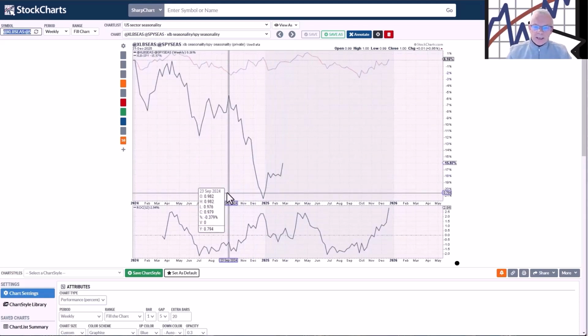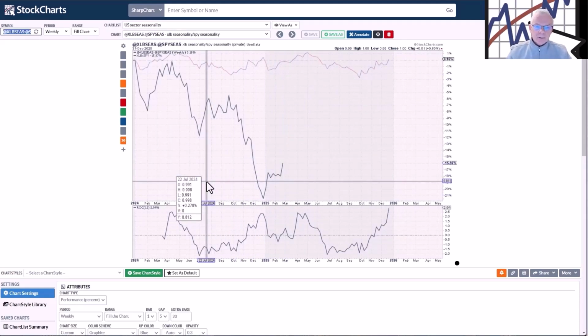The next one is the relative of seasonality. So again, I'll explain it for this particular chart, and then going forward, you will see the same picture for every sector.